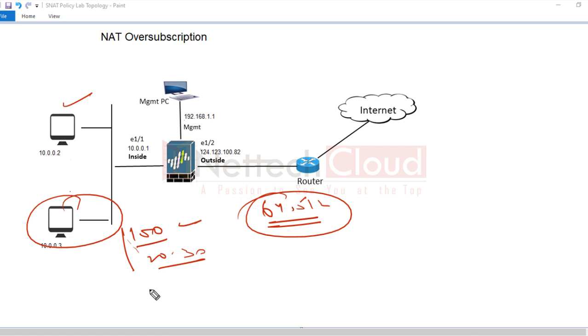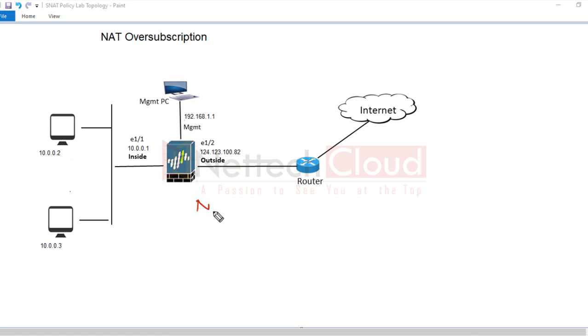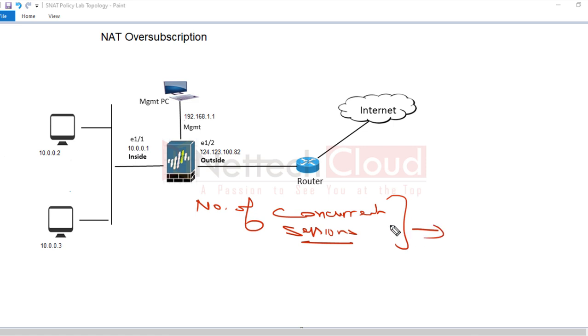So is there any way to increase the number of concurrent NAT sessions in Palo Alto Firewall? Can we reuse IP address and port? Can we go beyond the default limit? Default limit, I mean approximately 64,000. The actual number is 64,512. And the answer is yes. And that's what NAT oversubscription means.